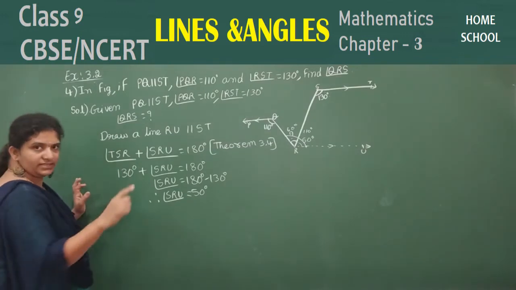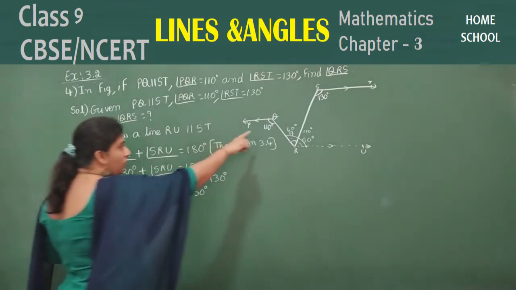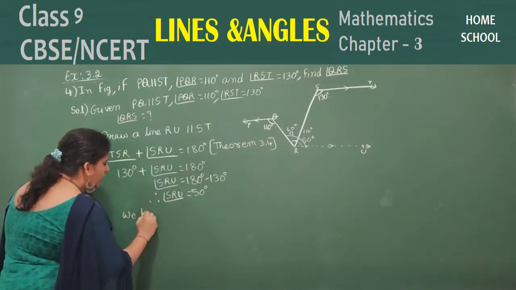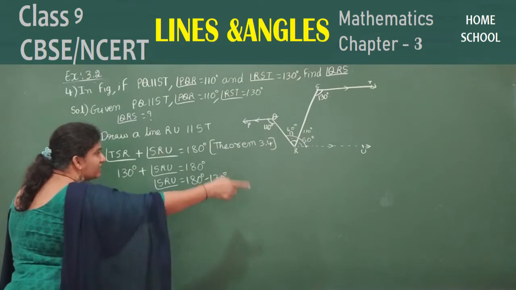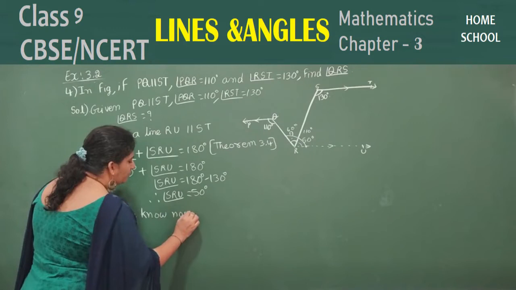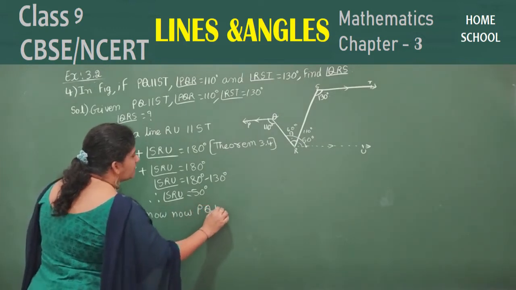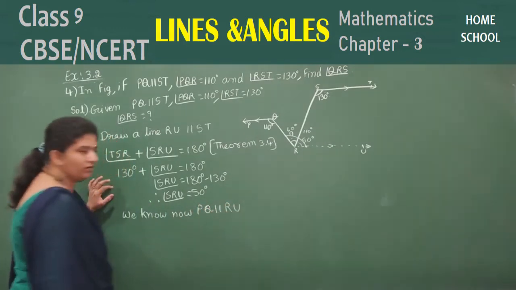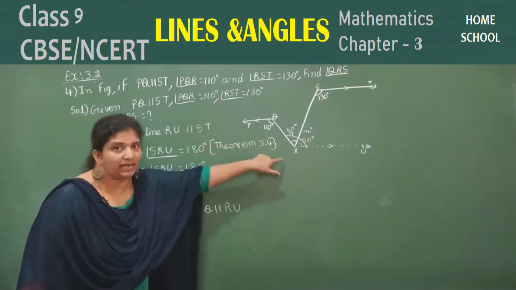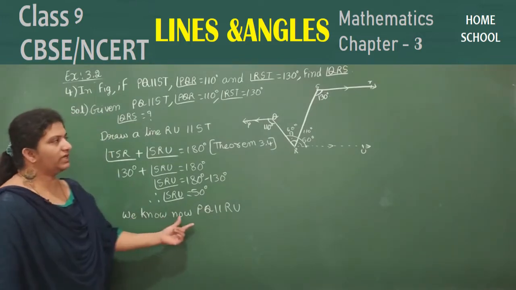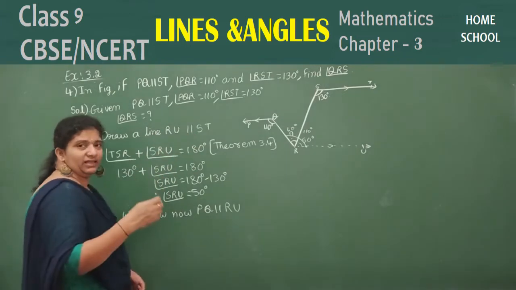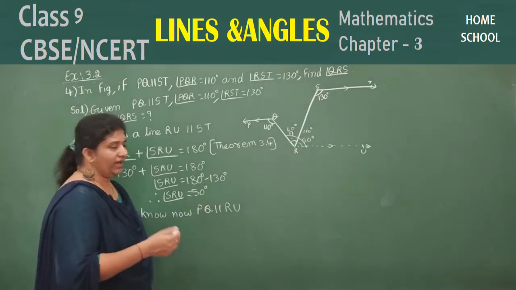So, still it's not completed. Then I go with these two. We know I've drawn a line parallel to ST. Then automatically this line is parallel to PQ also. We know now PQ is parallel to RU. This is parallel to this, then this is also parallel to this. If they are parallel, they are alternate to one another.